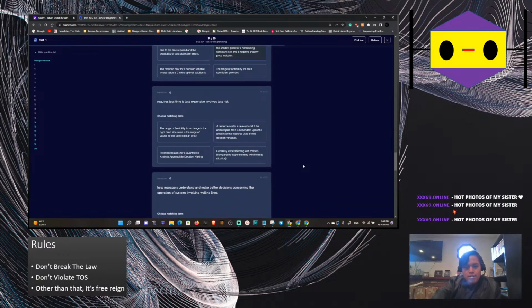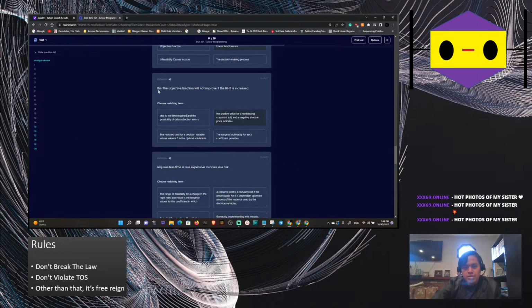I am not sure about this one. What do you think? This one? Which one? Is it requiring less, or the objective function? Which one are you looking at? Oh yeah, the objective function will not improve as the right-hand side is increased, if the shadow price for a non-binding constraint is 0, and a negative shadow price indicates that.